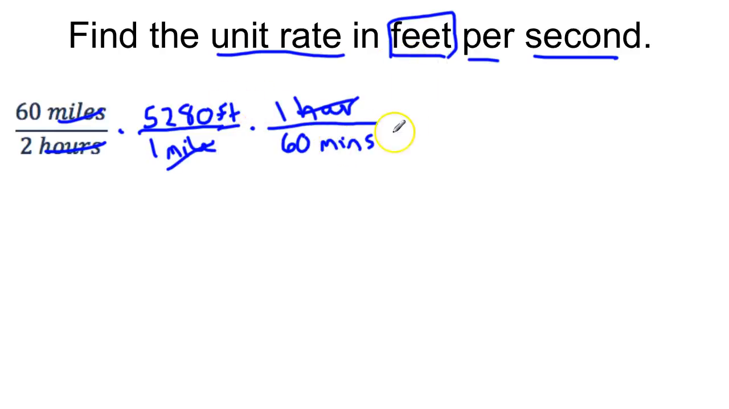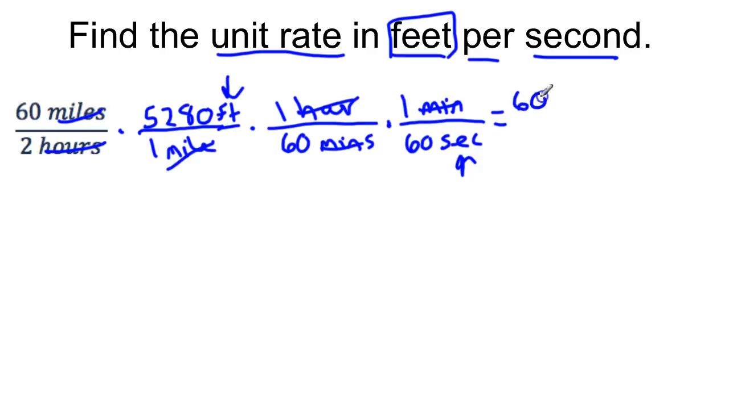I'm getting close. I want feet per second. So I'll multiply this by another fraction. I'll put 1 minute on the top so that it can cancel with that minute. And you know that 1 minute is equal to 60 seconds. If you don't know that, you can look on your chart from 0.2. So I have this. Now I have feet per second. To find out my answer, I need to multiply all these together.